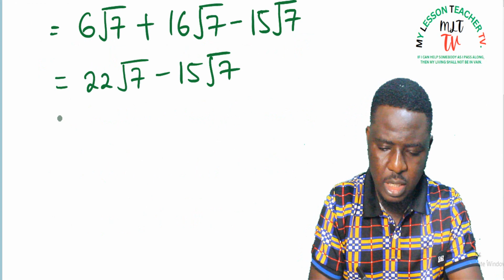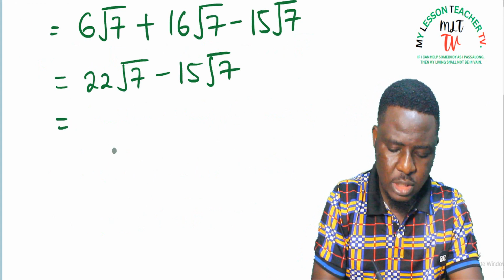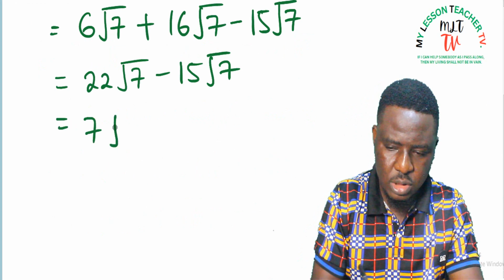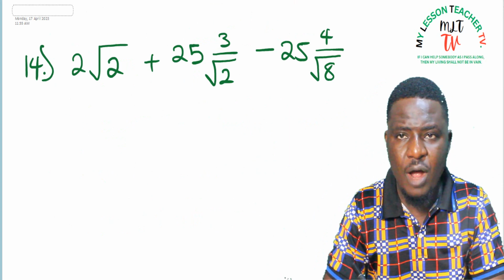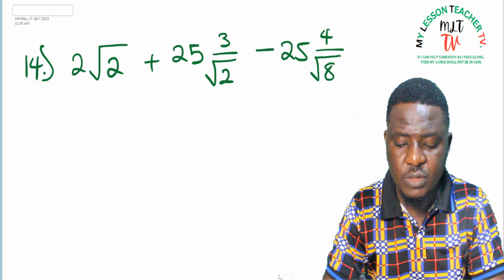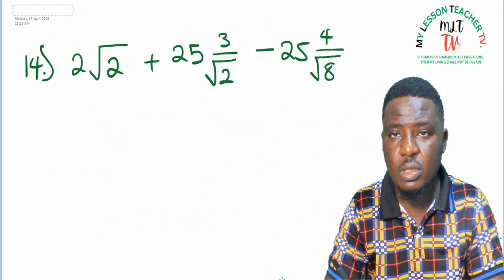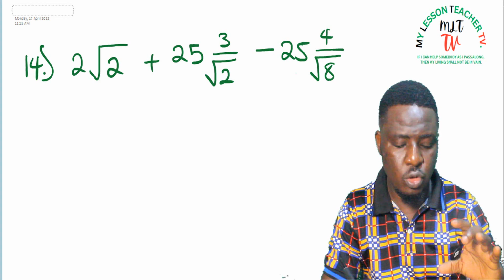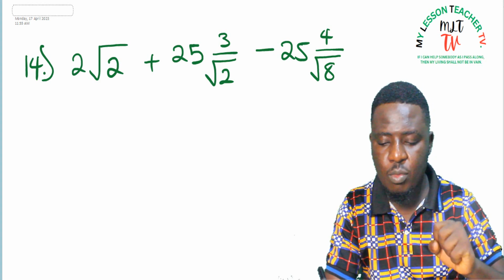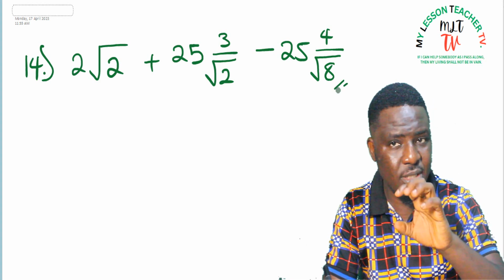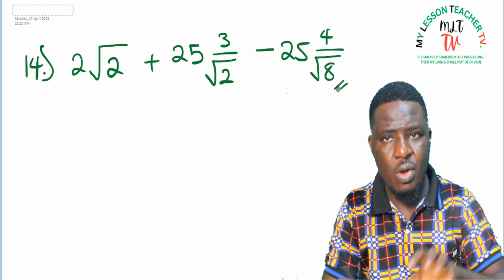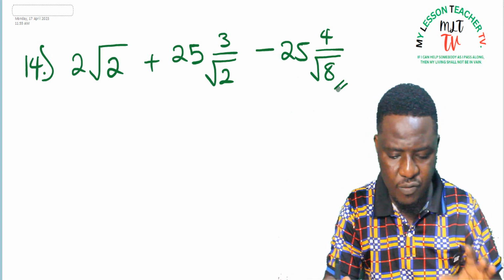And this is equal to 7 root 7. Question 14. We have 2 root 2 plus 2 5/3 over root 2 minus 2 5/4 over root 8. So what we are going to do is to simplify them to their basic surd form. Root 8 is not in its basic surd form. I think the others are. We are going to simplify them before we work on the fractions.